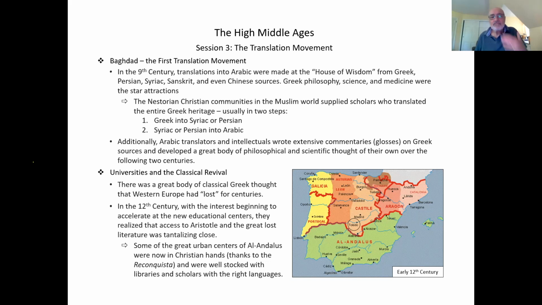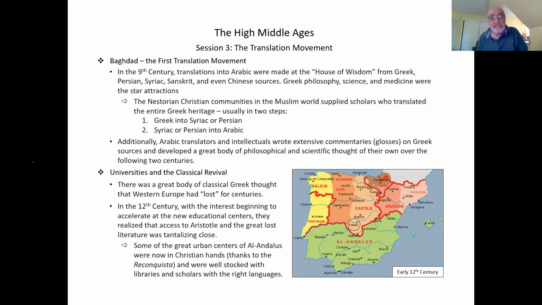And developed a great body of philosophical and scientific thought of their own over the following 2 centuries. So the Arab translators were often much more than translators. They were intellectuals who were saying, here's what Aristotle said. Isn't that interesting? It makes me think X, Y, and Z. And off they would go. And medical science in this period owed tremendous advances to Arabic originality, as did Greek philosophy for that matter.